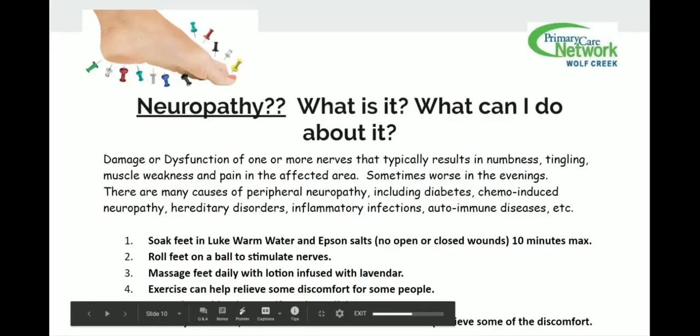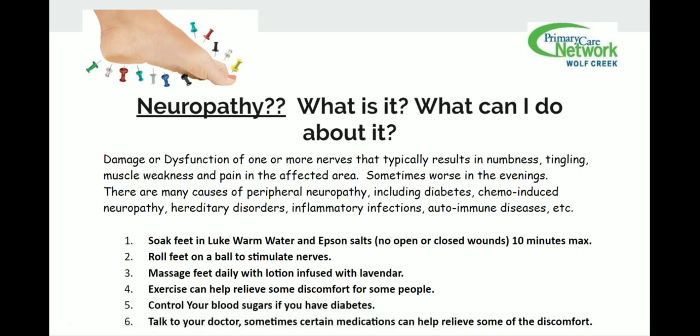Neuropathy. What is it? What can I do about it? Neuropathy is damage or dysfunction of one or more nerves that typically results in numbness, tingling, muscle weakness, and pain in the affected area. Some people describe it as pins and needles sometimes, as you can see in that picture at the top left-hand corner. Sometimes it's worse in the evenings, and there are many causes of peripheral neuropathy, including diabetes, chemo-induced neuropathy, hereditary disorders, inflammatory infections, autoimmune diseases, etc.